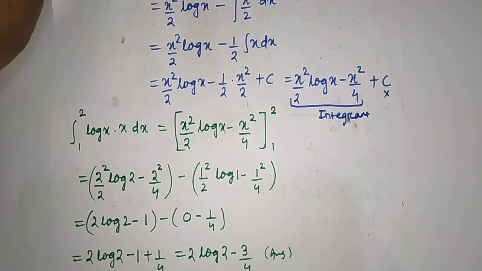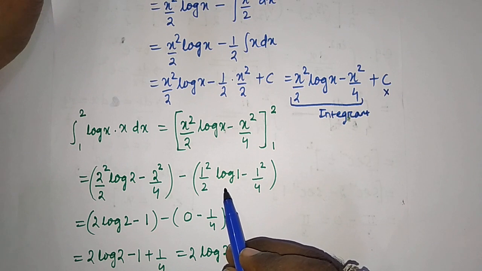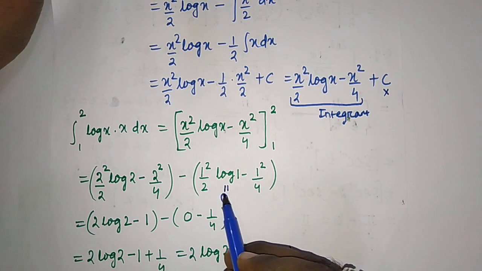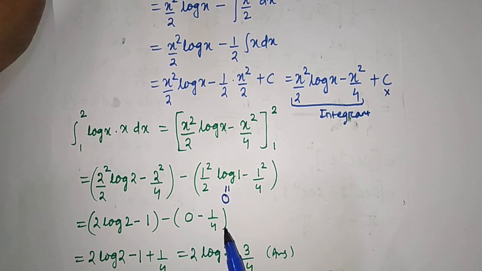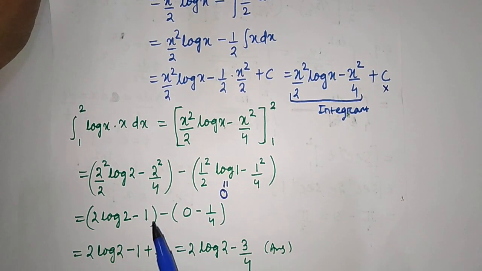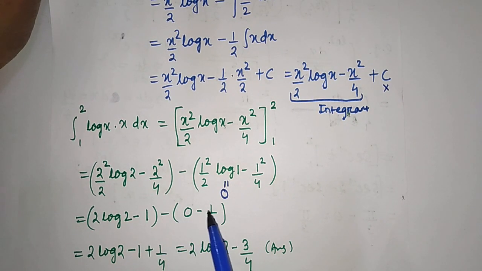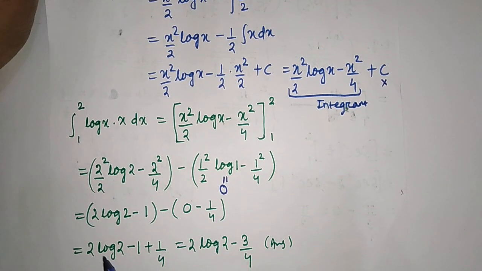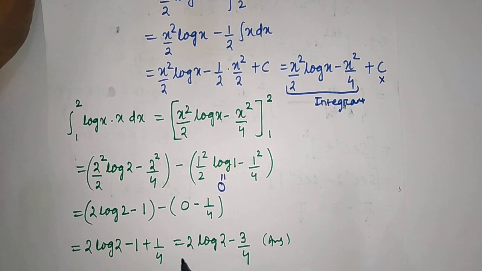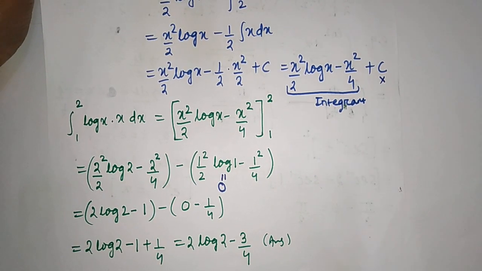Okay, next here 1 square, here the value of log 1 is 0. So 1 by 2 into 0 is 0, so 0 minus 1 by 4. So 2 log 2 minus 1 minus 0 minus 1 by 4. And after multiplying this minus term, minus 1 by 4 becomes plus 1 by 4, so 2 log 2 minus 1 plus 1 by 4, and minus 1 plus 1 by 4 is minus 3 by 4, and this is the answer.